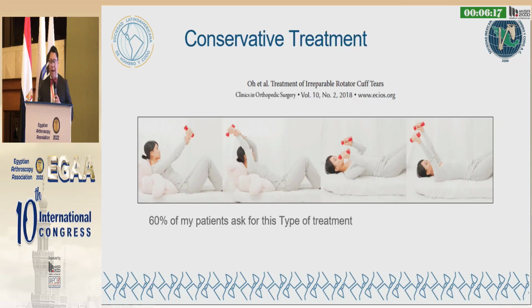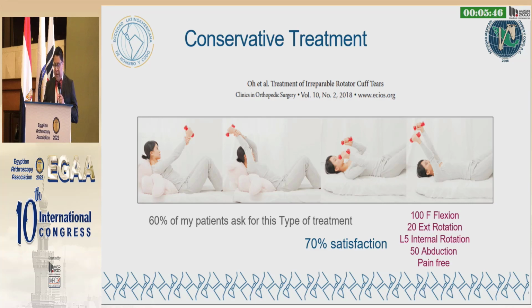Well, I have to show the conservative treatment. It's very important, at least at my clinic. 60% of my patients ask for this type of treatment because they don't like surgery, they don't want surgery, and they cannot pay the surgery. So I already have a 70% satisfaction with conservative treatment. It's a different stage, different goals, and different methods for this rehabilitation type of treatment, but it works. It really works. And what does it work?